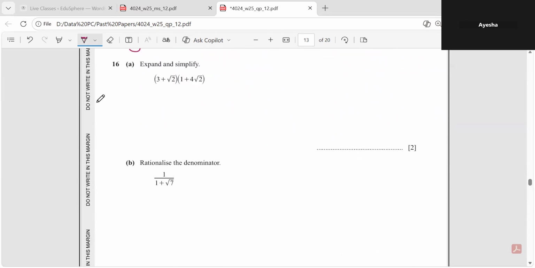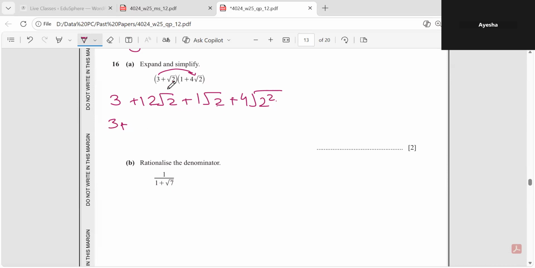Now expand and simplify. So let's expand it, and we will get 3 ones are 3. So 3 times 4, 3 fours are 12, square root 2, plus 1 square root 2, plus 4 ones are 4, and square root 2 will be multiplied with square root 2. So it's 2 inside, because square root 2 and square root 2 means that 2 and 2 are multiplied inside. So we get 2.